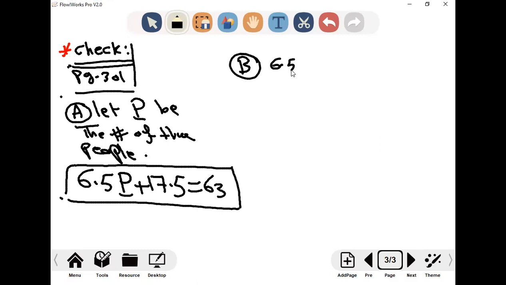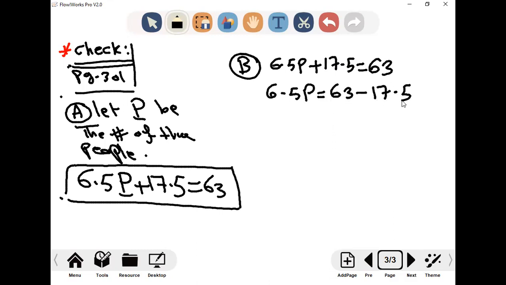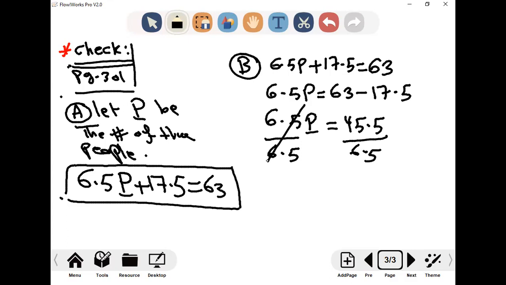So 6.5P plus 17.5 equals 63. Now shift and divide. 6.5P equals 63 minus 17.5. 6.5P equals... are you sure? It doesn't come out wrong, I'll check. You have 45.5, right? 45.5. Now divide both sides by the coefficient. So P equals what?